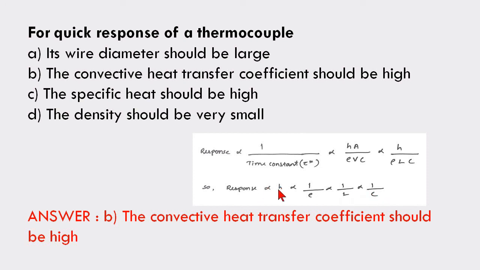Okay. So from this, if the convective heat transfer coefficient is high, the response is high. That is, for quick response, the H should be high. This is why option B is the correct answer.